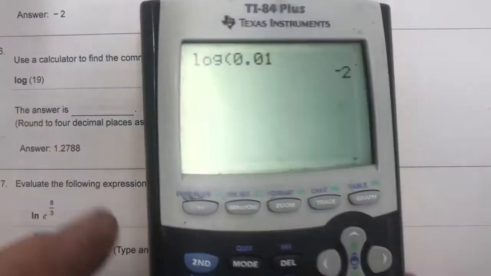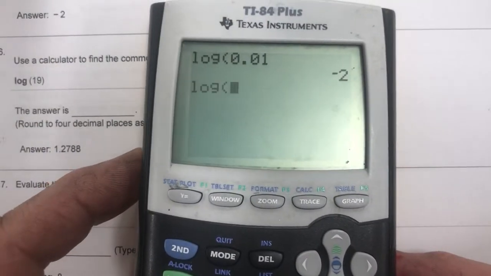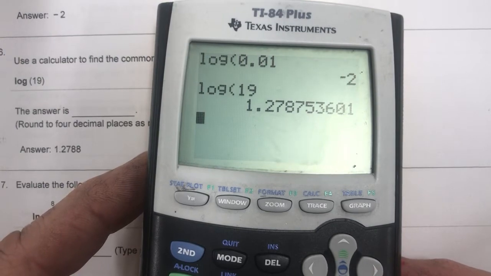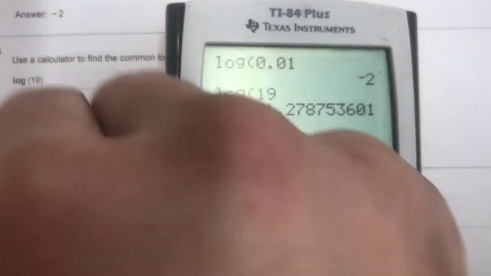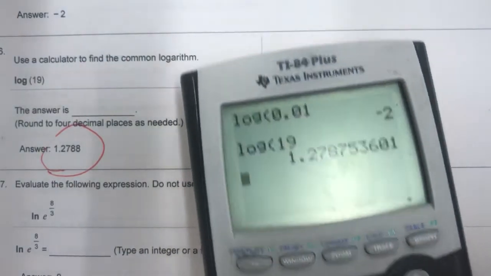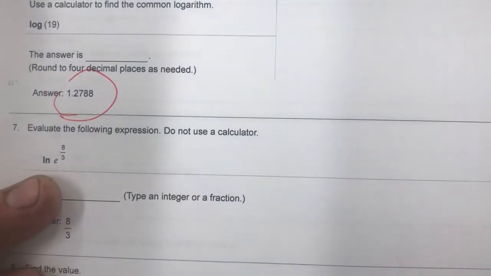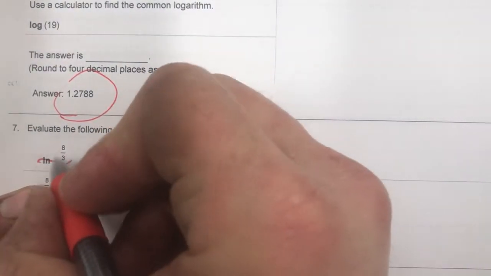Use a calculator to do this one here. All right, so log of 19. Right there it is, 1.278. You see my answer right there. Now it says round to 4 places. All right, here you go. These cancel. It's just 8/3.